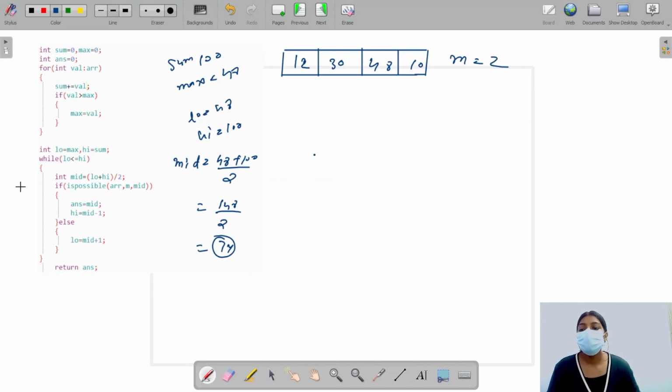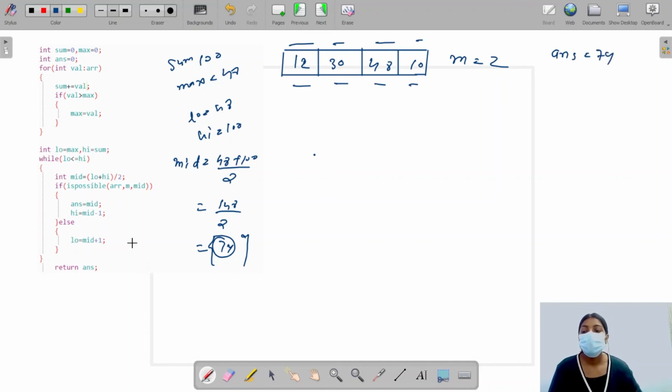Now I'm going to call the isPossible method. So my isPossible will return what? It will return true, right? Because it's possible, by keeping a load of 74, to allocate my books between 2 students. I assign the first 2 books to my first student, let's say. It returns true. So what am I going to do? My answer now becomes equal to 74.